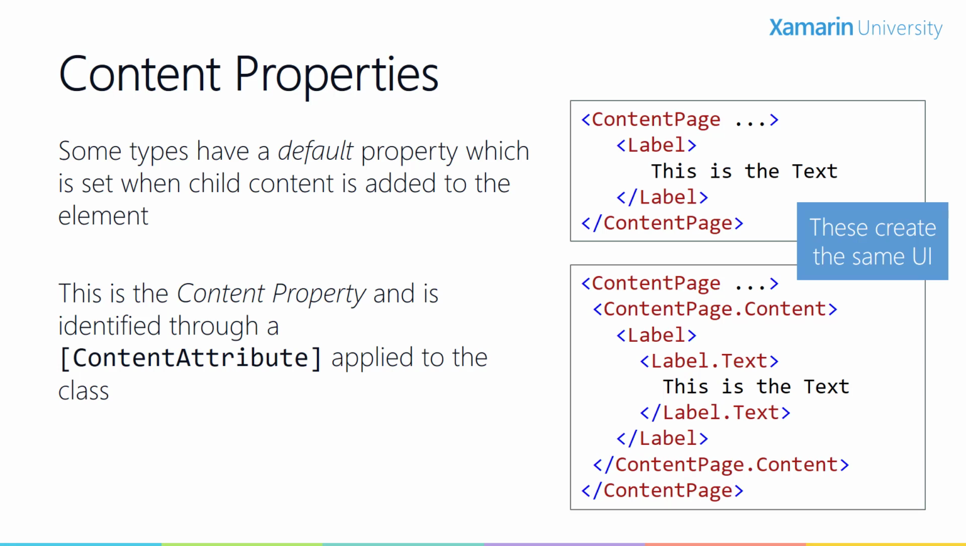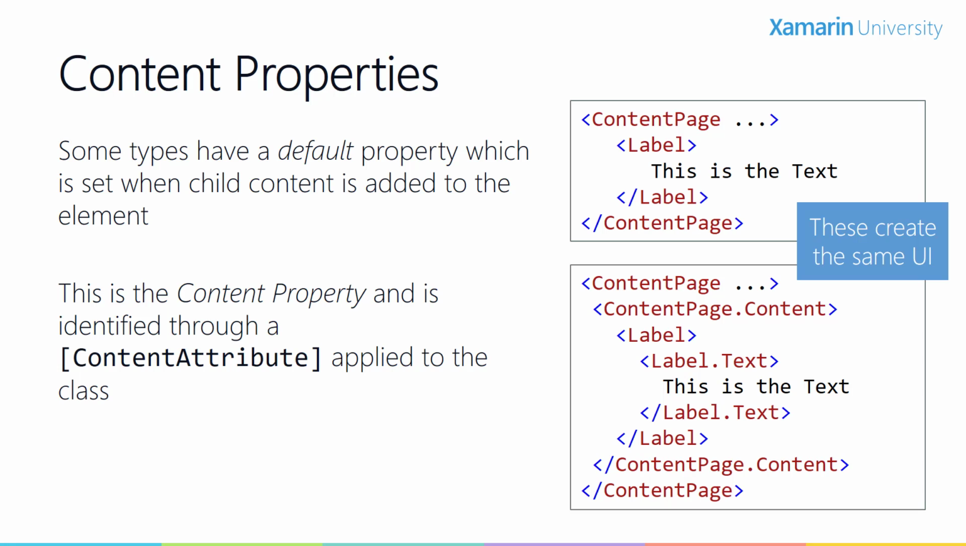It's also very common to see the use of content properties. These are essentially default properties. So this is best understood by just looking at code. In the top snippet of code, you can see we have a content page and a label inside of it. And if we were to build this and actually run the application, we would have a new page with a label that says this is the text inside of the label.